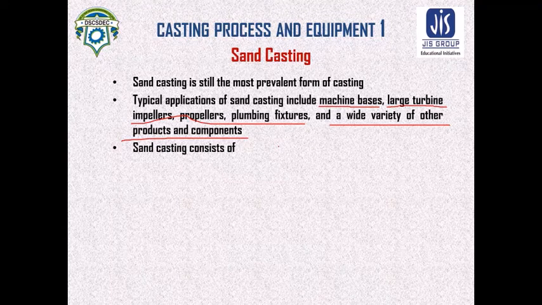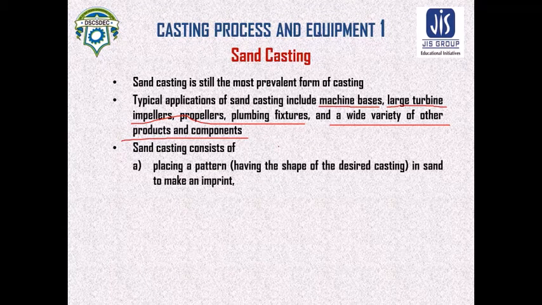Now the sand casting process consists of, first, placing a pattern. That means a pattern is made. We will see in detail what a pattern is. The pattern is our desired shape. So placing a pattern having the shape of our desired casting in sand to make an imprint. This is our first step.